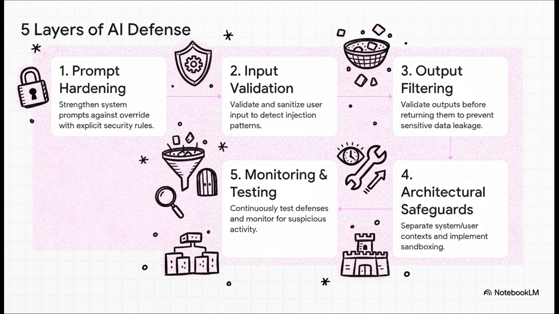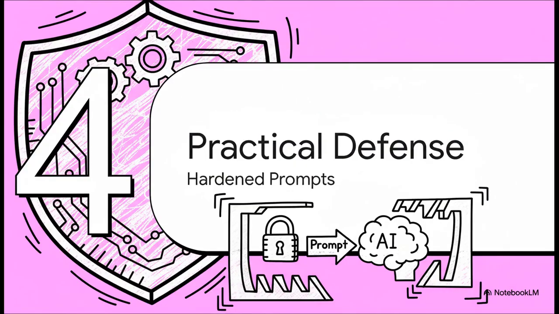Second, input validation to check the data coming from users. Third, output filtering to stop data leaks. Fourth, you've got architectural safeguards to isolate different parts of the system. And finally, and this is crucial, continuous monitoring and testing. So let's see what a few of these actually look like in practice. Theory is great, but let's get practical. How do you actually implement these defenses?